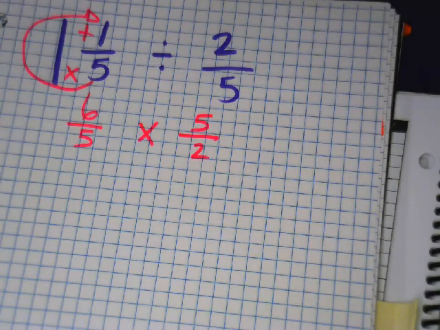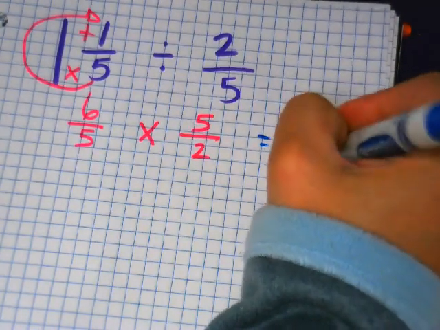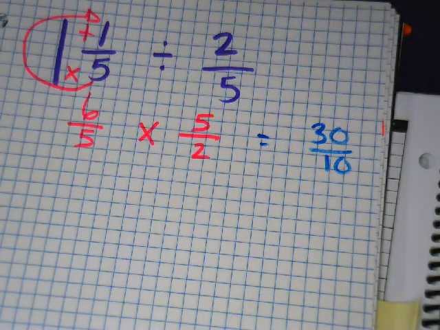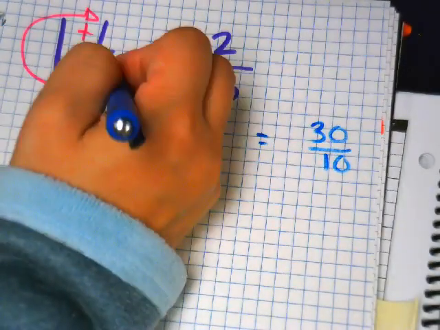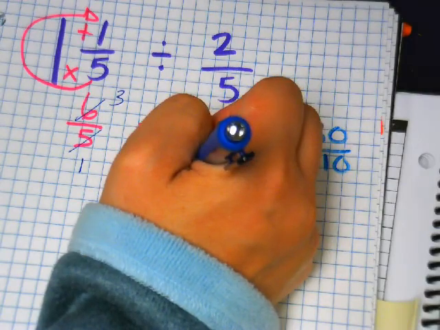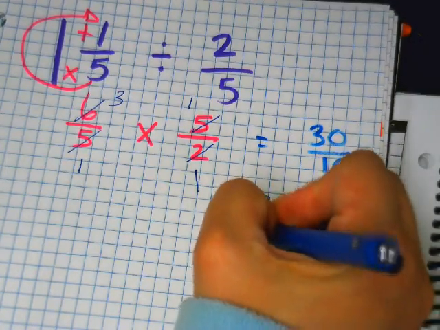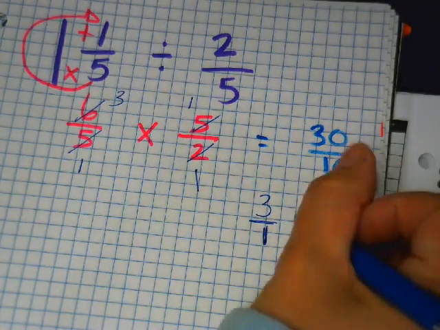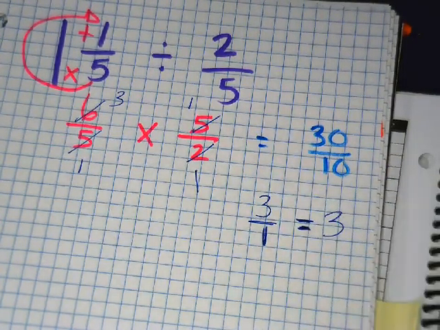If you do it the traditional way, you get 30 over 10. If you do it the new modern way, this turns into a 1, this turns into a 1, this turns into a 3, this turns into a 1, and you end up with 3 over 1. That's improper. What is this equal to? If we were to change it, what's 3 over 1 equal to? Just 3, right? That one's an easy one to convert.